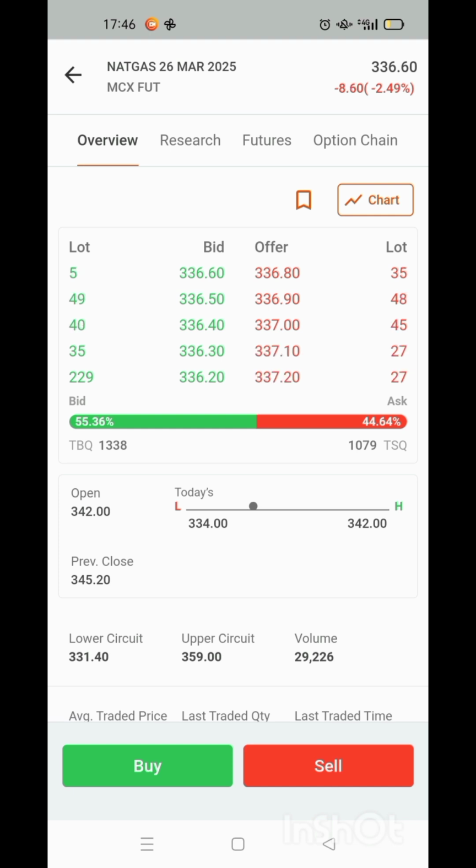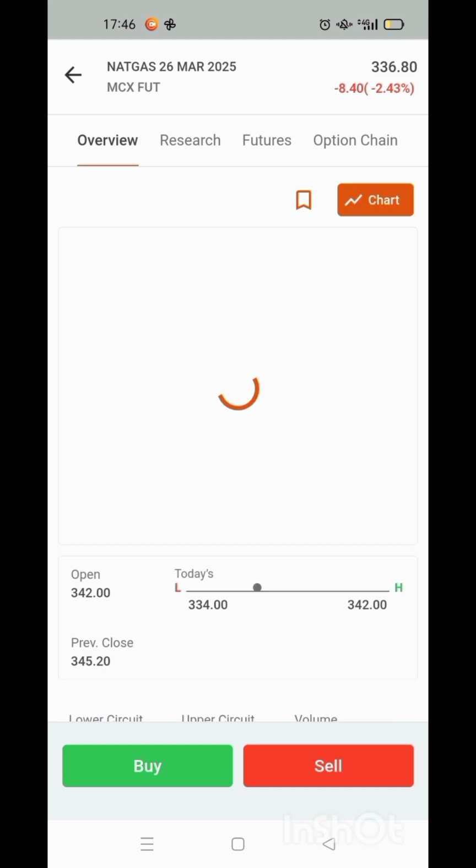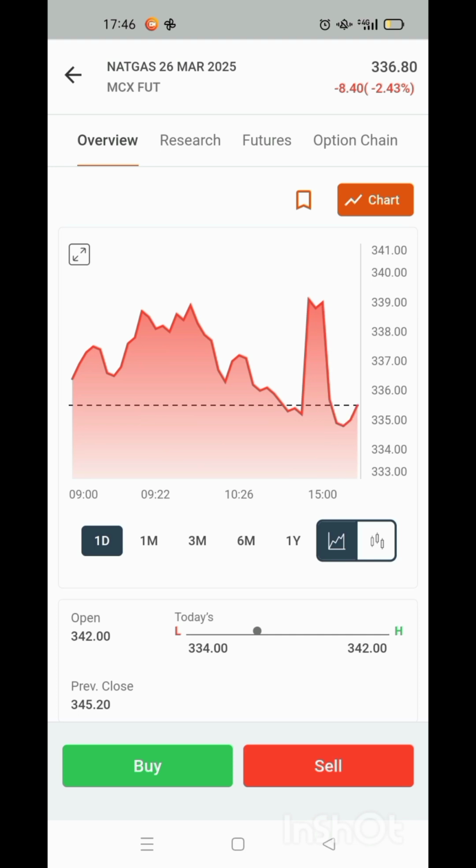So this is the power of order flow, combined with the power of volume. And so this is the power of psychology, and so this is the power of price action, which comes from the psychology.